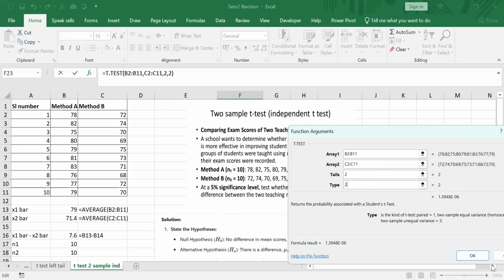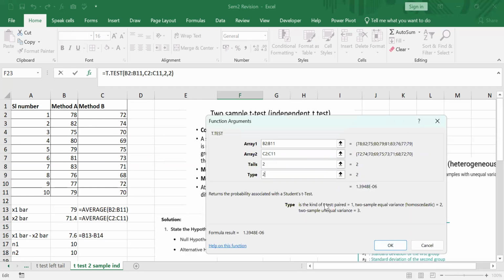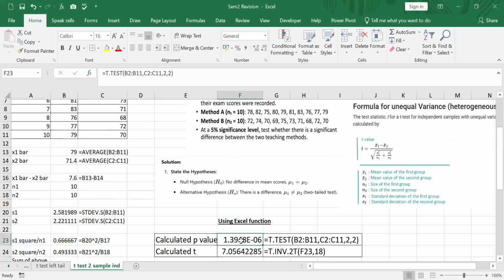Type 1 means paired, 2 means two-sample equal variance, and 3 is two-sample unequal variance. So we choose 2 here, two-sample equal variance. And then you don't get the t value, you get the p value.